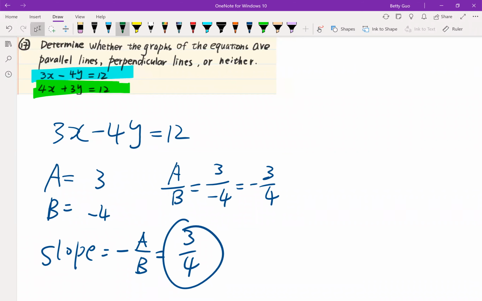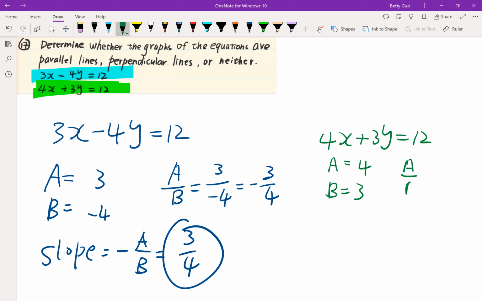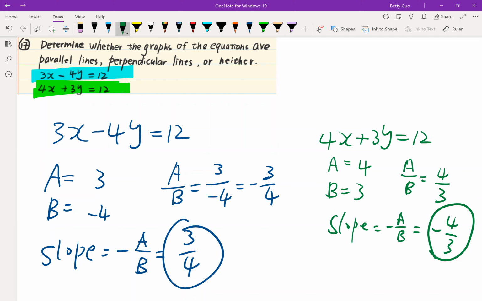Let's look at the slope of the green. The green equation is 4x plus 3y equals 12. Tell me please what is A and B? A is 4, B is 3, so A over B is 4 over 3, right? What's the opposite of A over B? What's the opposite of 4 over 3? -4 over 3. Okay, very good.